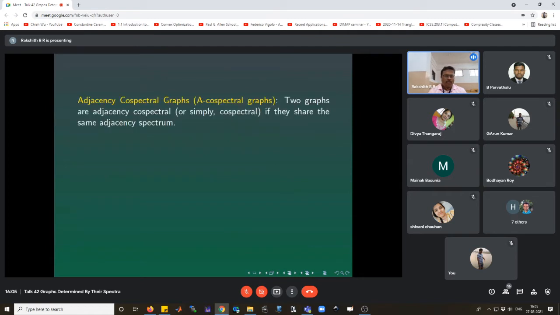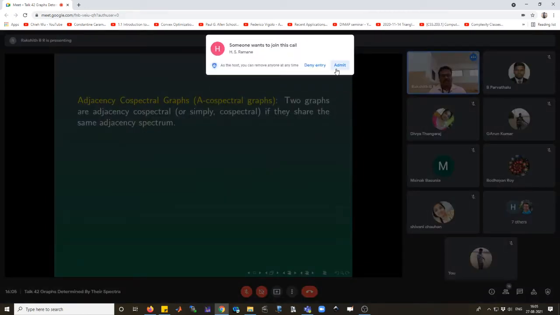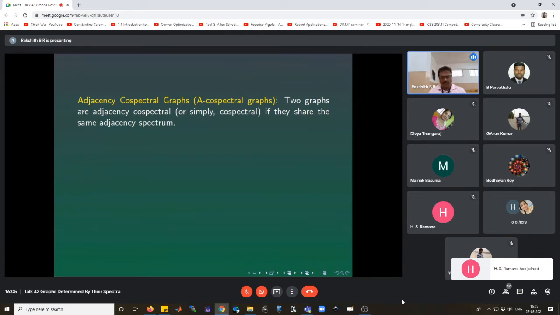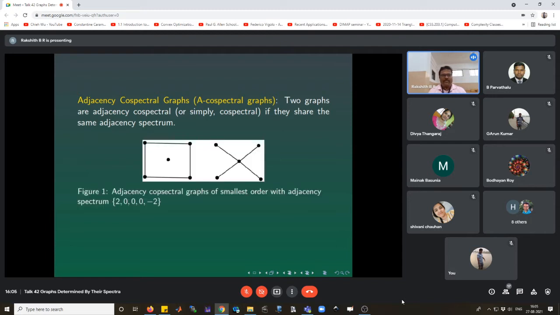First, we need to know what is meant when we say that two graphs are co-spectral with respect to the adjacency matrix. Two graphs are said to be adjacency co-spectral, or simply co-spectral, if they share the same adjacency spectrum. One of the simplest examples of adjacency co-spectral graphs is shown in the figure. These two graphs are non-isomorphic, but still they are co-spectral, with adjacency spectrum 2, 0, 0, minus 2.